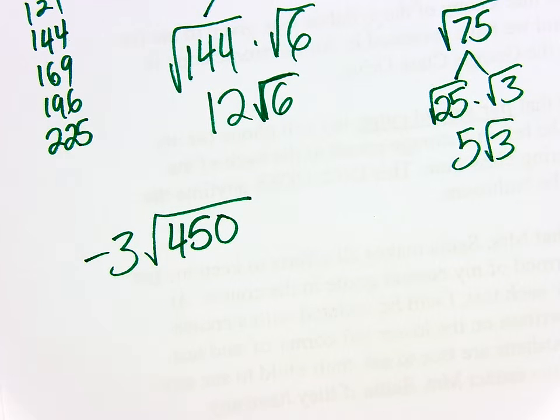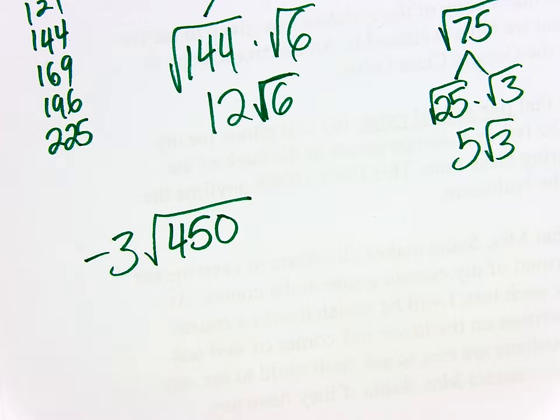Nope. Is it negative 75, right? No. Negative 15. I thought it was 20. Yeah. 15 times 3 is 45.